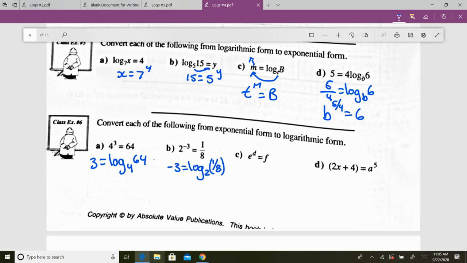What's C? Log base E of F is equal to D. Or D is equal to log base E of F. Final one. Log base A of 2x plus 4 is equal to 5.